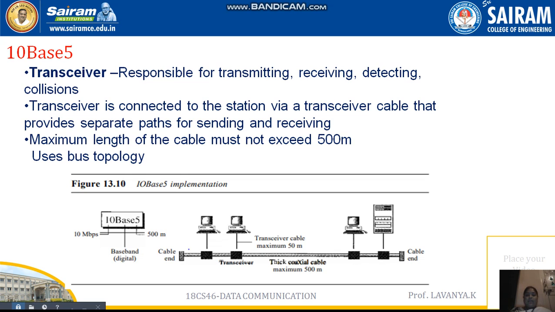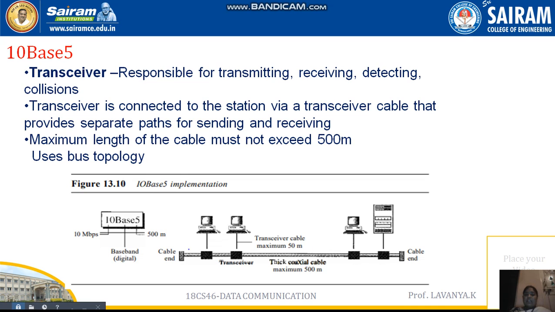See, the main role in this 10 base 5 implementation diagram is the transceiver. The transceiver cable will be a maximum of 50 meters. The main responsibility of this transceiver is transmitting and receiving the data, as well as detecting the data and avoiding the collision. This is the main role of our transceiver.